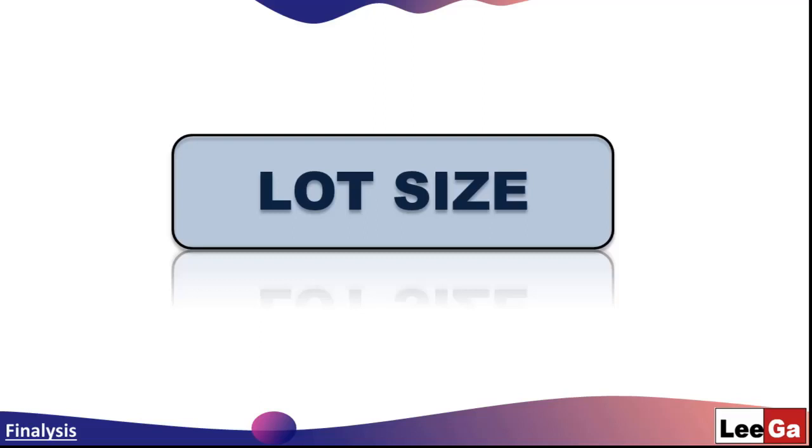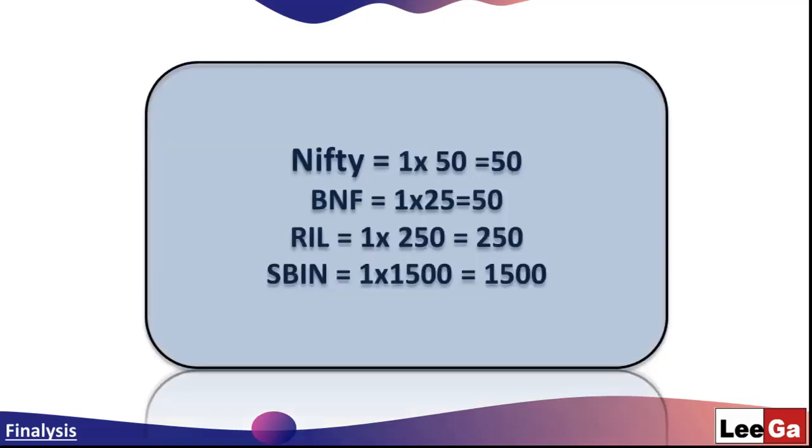A lot size is a basket of quantity that you can buy or sell at a given time. It is different for different underlyings. For Nifty, the lot size is 50. For Bank Nifty, it is 25, whereas it is 250 in the case of Reliance and 1500 in the case of SBI. So if you wish to buy one lot of Nifty, you are buying 50 units of that underlying. Similarly, when you are buying one lot of Reliance, you are actually buying 250 shares of Reliance.